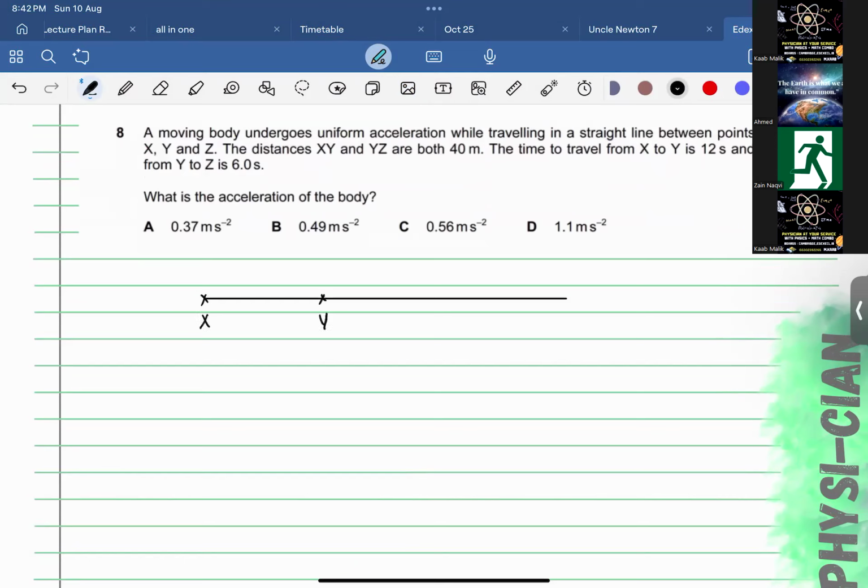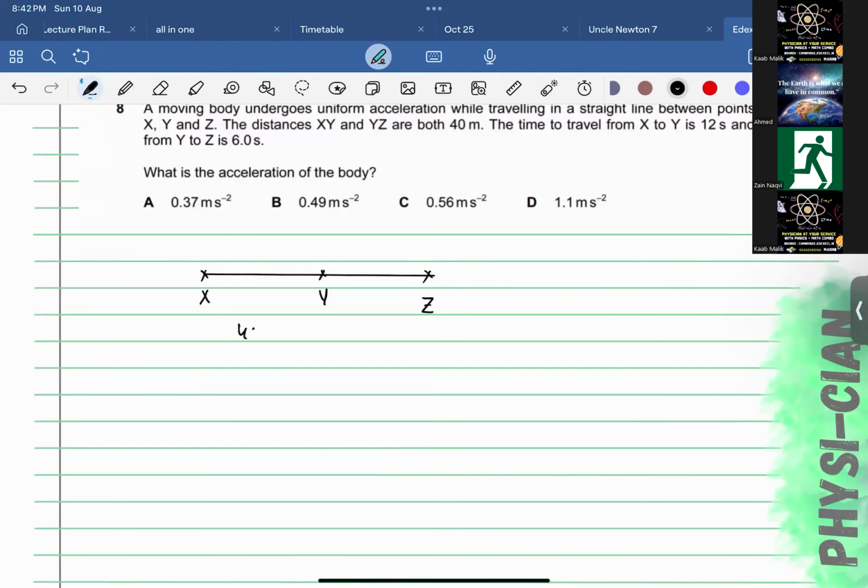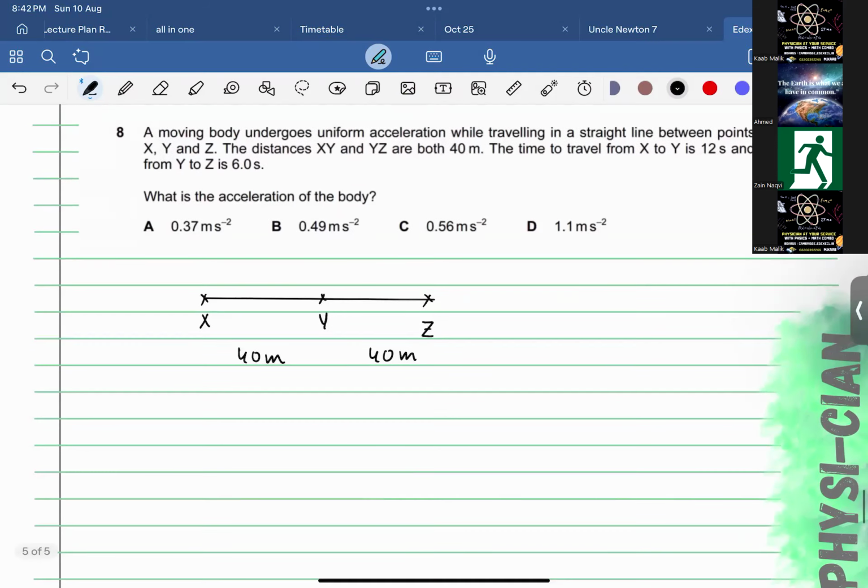X, Y and Z. Okay, and they're saying that the distances are the same, 40 and 40. Okay, and the time taken X to Y is 12 second, and Y to Z is 6 second. Okay. We don't know the initial speed. Okay, we don't know the speed at Y, and we also don't know the final speed.